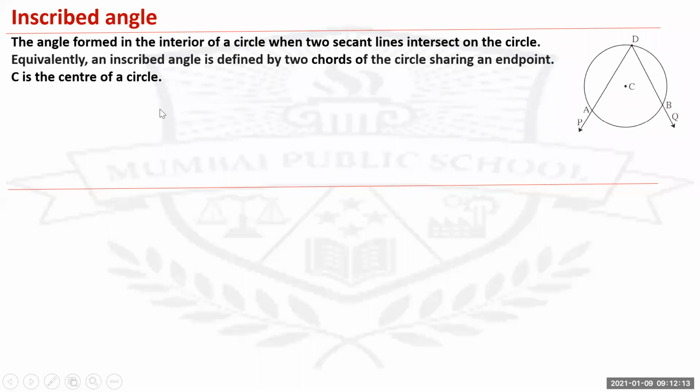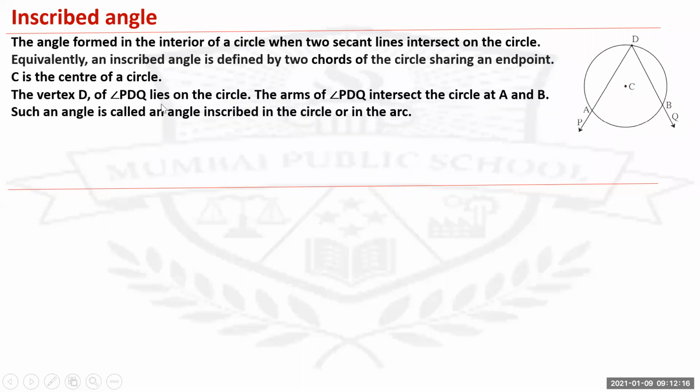C is the center of the circle. Vertex D of angle PDQ lies on the circle. Arms of PDQ intersect the circle at A and B. Such an angle is called an angle inscribed in the circle or in the arc. So such an angle which is formed, that is angle EDB, or it can be PDQ, is called an inscribed angle. So angle ADB is inscribed in the arc ADB. This is the arc ED.